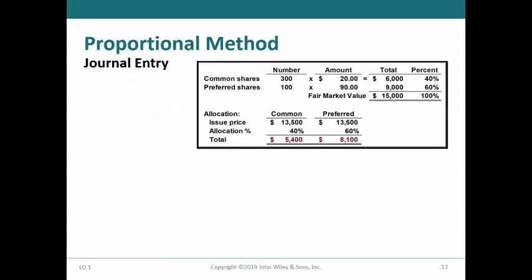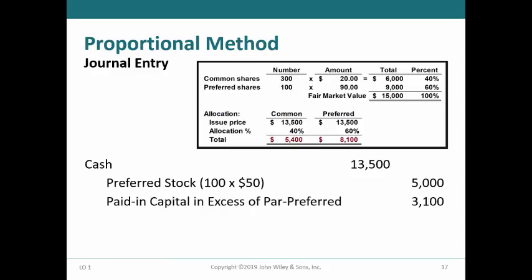To record the issuance of the shares, Beverage would debit cash for $13,500 and credit preferred stock for the $5,000 par value and paid in capital in excess of par preferred for $3,100. That is the difference between the $8,100 allocated to the preferred and the par value of $5,000.